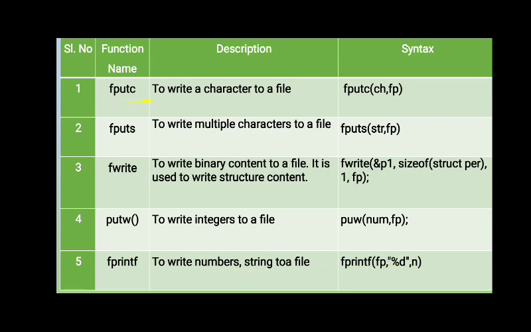So here fputc and putc are the same, both have the same syntax. You can write content to a file using fputc and putc. fputc, fputs, fwrite, and putw are the unformatted functions, and fprintf is the formatted output operation. So these five are the various commonly used functions to write data to a file.